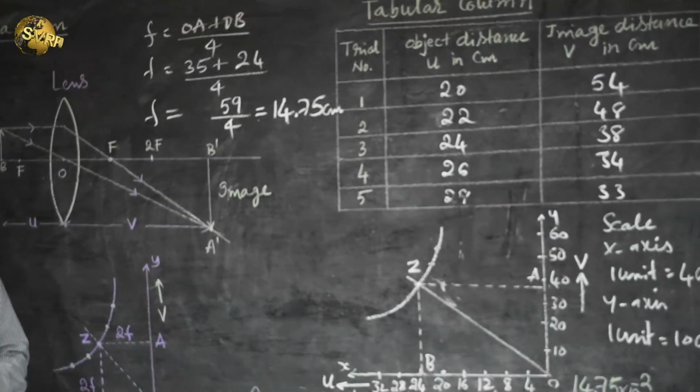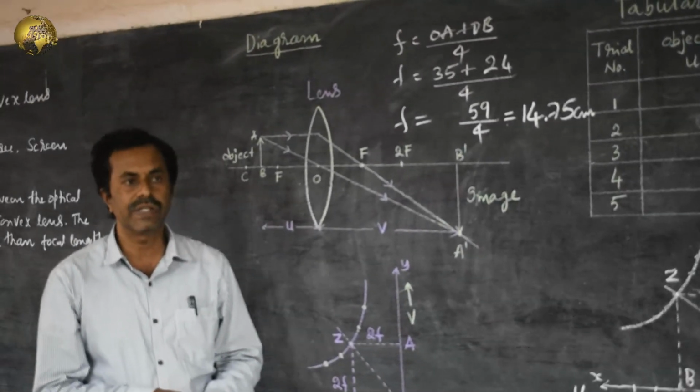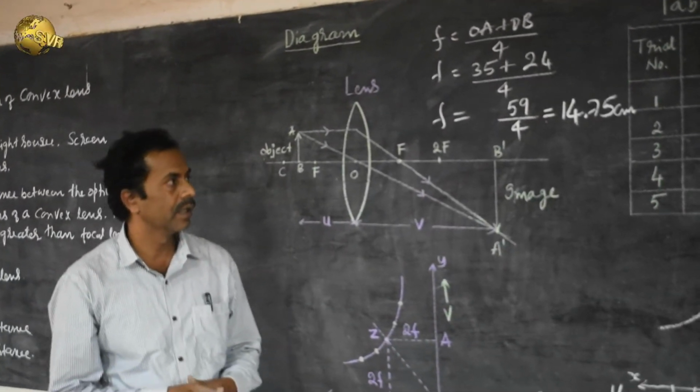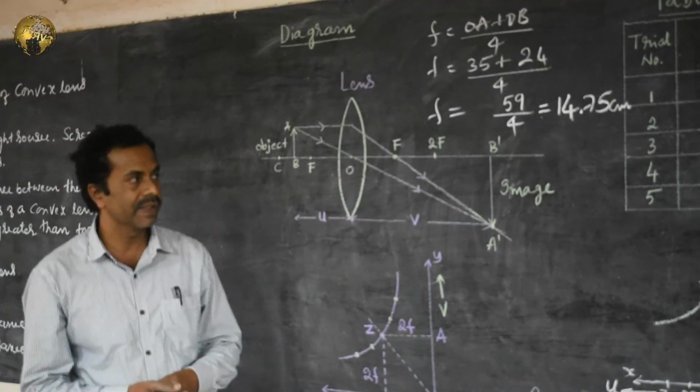Applications. What are the applications of this convex lens? It has a wide range of applications. It is used in compound microscopes, telescopes, in eyeglasses, etc.